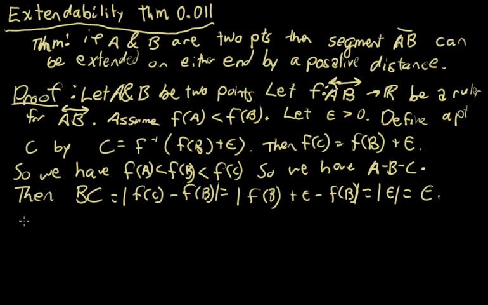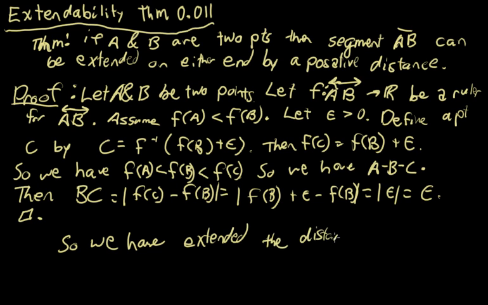And that'll be the end of the proof. So just a little note, so we have extended the distance of segment AB by the distance epsilon. So whatever distance we want to extend that by, just let epsilon be that number, and we can then extend our line.